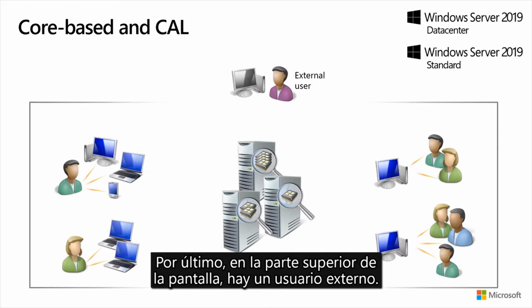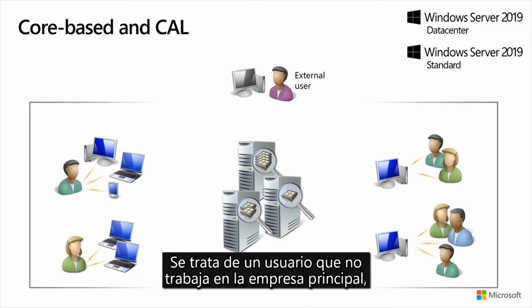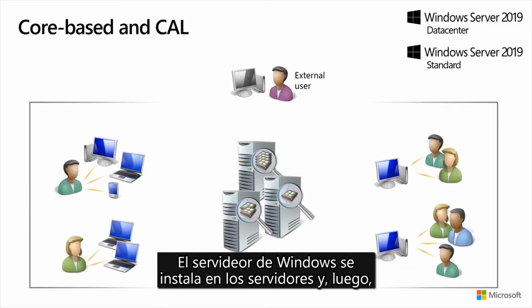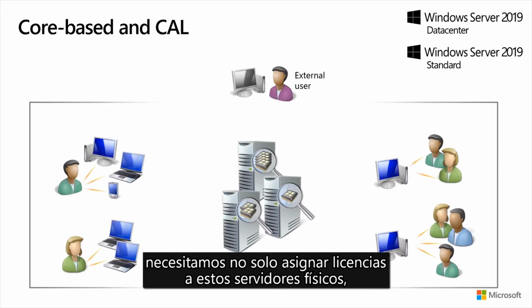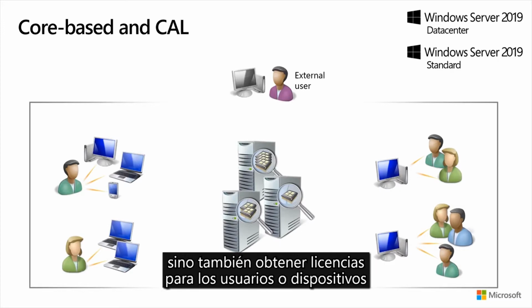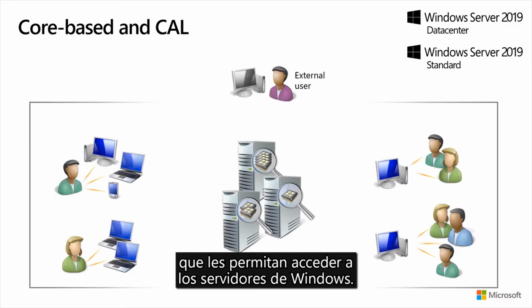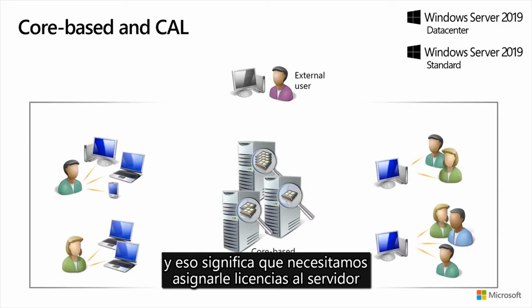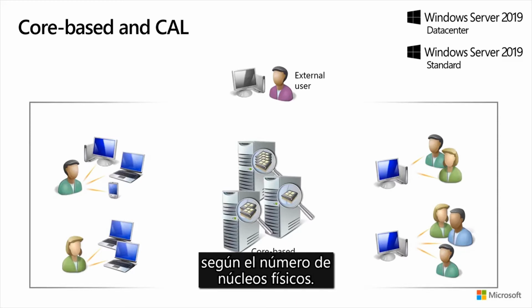Finally, there's an external user at the top of the screen. This is a user who doesn't work for the main company. Perhaps he works for a partner or a supplier, but he does need access to the server. So Windows Server will be installed on the servers, and then we need to assign licenses to those physical servers and also to license the users or devices to access the Windows servers. It's the servers that are licensed with a core-based model, and that means that we need to assign licenses to the server based on the number of physical cores.